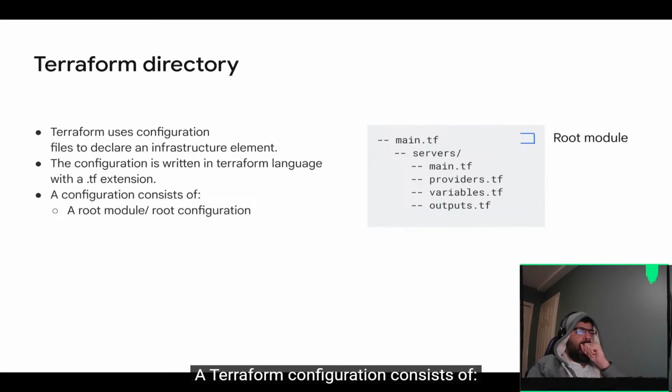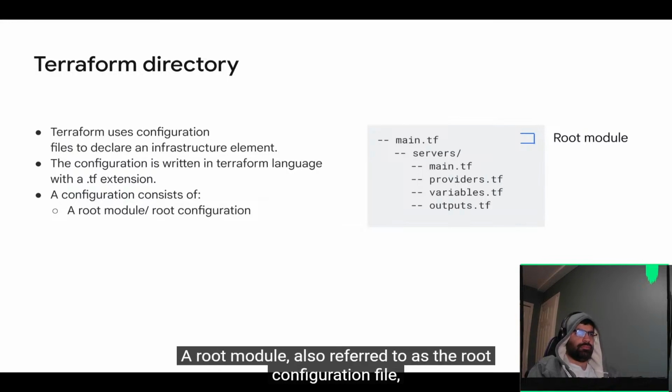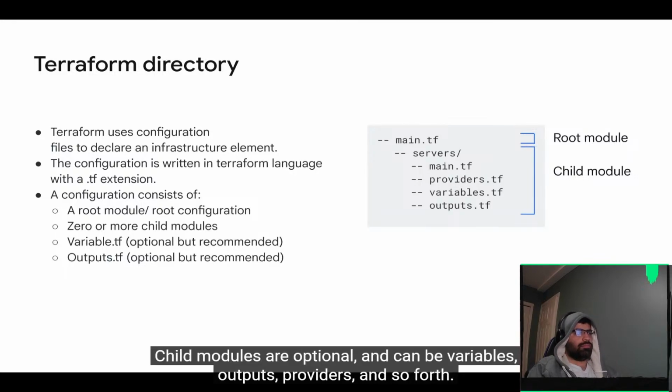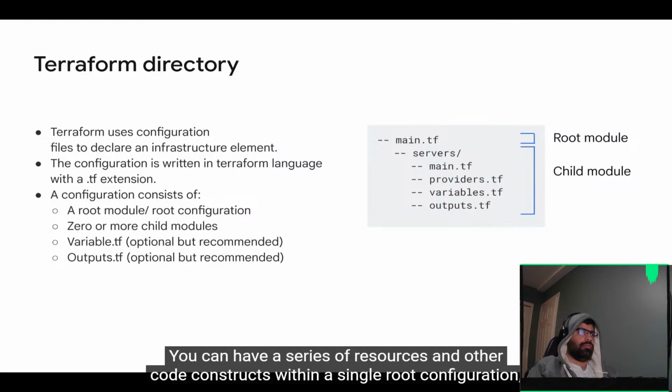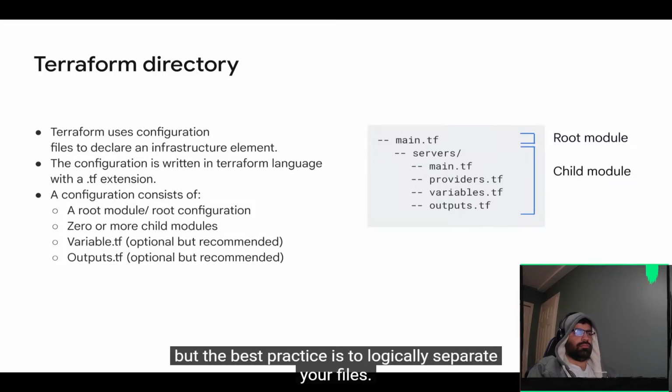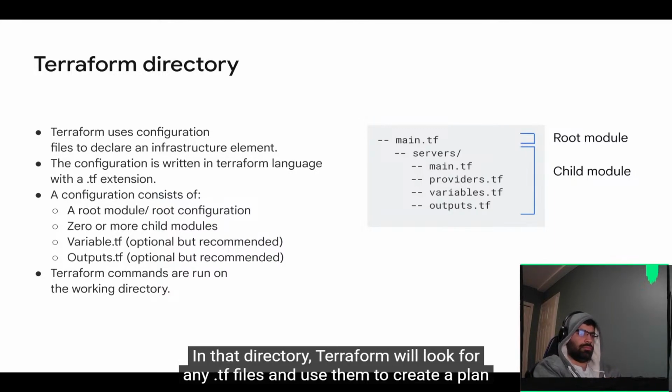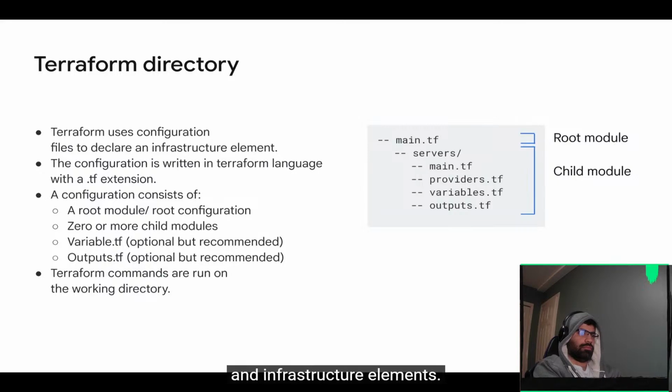A Terraform configuration consists of a root module, also referred to as root configuration file, and an optional tree for child modules. Child modules are optional and can be variables, outputs, providers, and so forth. You can have a series of resources and other code constructs with a single root configuration, but the best practice is to logically separate them into different files. The root module is the working directory in which Terraform commands are run. In that directory, Terraform will look for any .tf files and use them to create a plan and infrastructure elements.